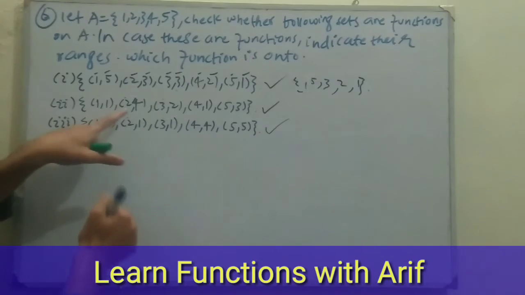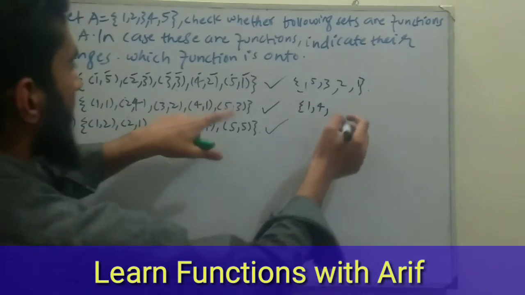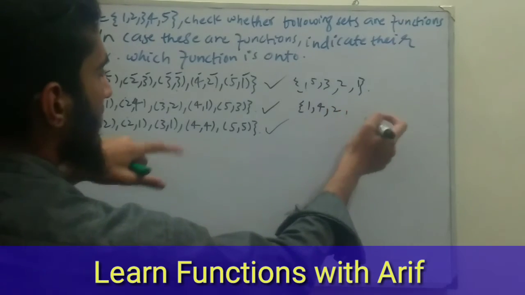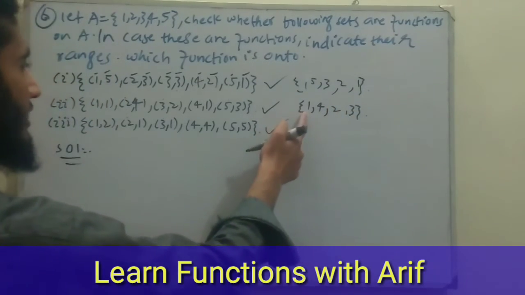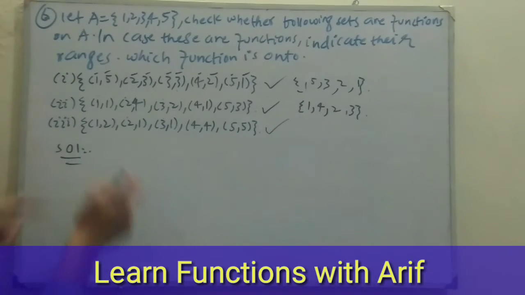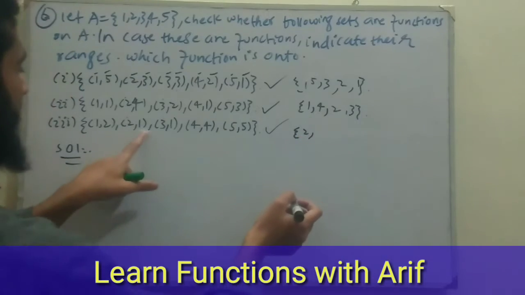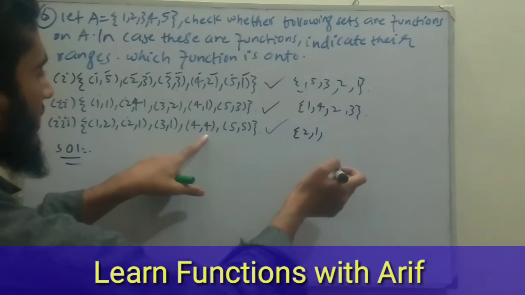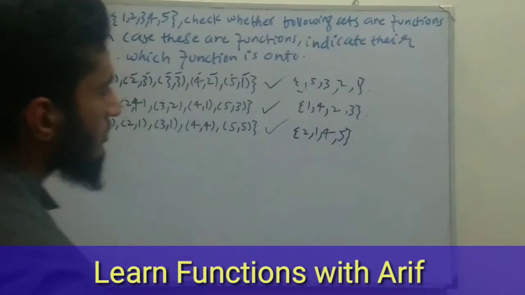Here the range is 1, 4, 2, 1, 3, 2, 1 and 3. We cannot repeat 1 because there is no repetition in a set. That's why we already took a single 1. Here the range is 2, 1, 1. Here 1 is repeated twice, so we will take just a single 1. And here the range is 4, and here the range is 5. So the range is 2, 1, 4, 5.